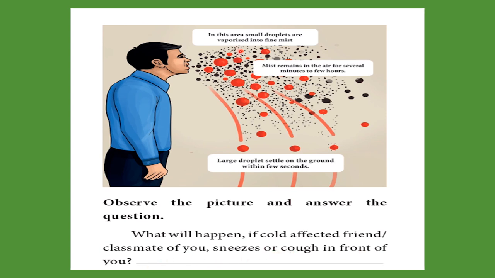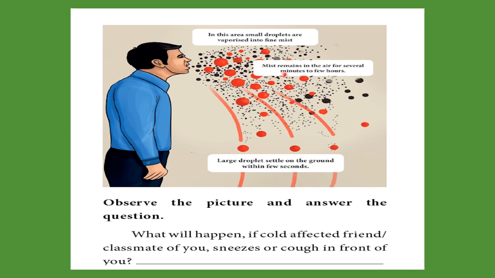என்னெல்லாம் இருக்கு பாரு. In this area, small droplets are vaporized into fine mist. இந்த ஆளு தும்மவும் செய்யறான், இருமவும் செய்யறான். அப்ப எவ்வளவு இந்த black and red spots carrying the pathogen. This is the causing pathogen. So large droplets settle on the ground within a few seconds. எல்லாம் வந்துடும். In this area, small droplets are vaporized into fine mist. Mist அந்த மாதிரி drop வந்துடும் இல்லையா, பனித்துளி மாதிரி. சரியா?